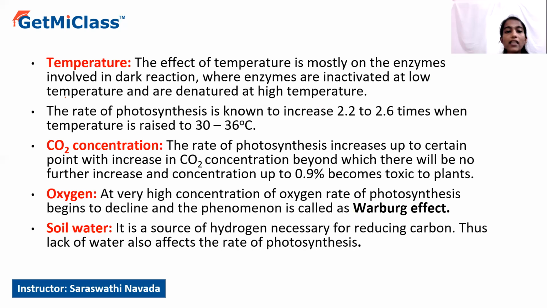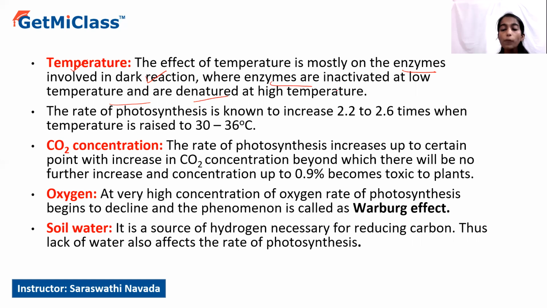And the next factor is temperature. This temperature doesn't directly affect the light reaction of photosynthesis, but it is going to affect the dark reaction, and indirectly it is going to affect the rate of photosynthesis also. The effect of temperature is mostly on the enzymes involved in the dark reaction, because we know that each and every enzyme has its own optimum temperature. Below the optimum, the enzymes will be inactivated, and above the optimum, the enzymes will be denatured, right?